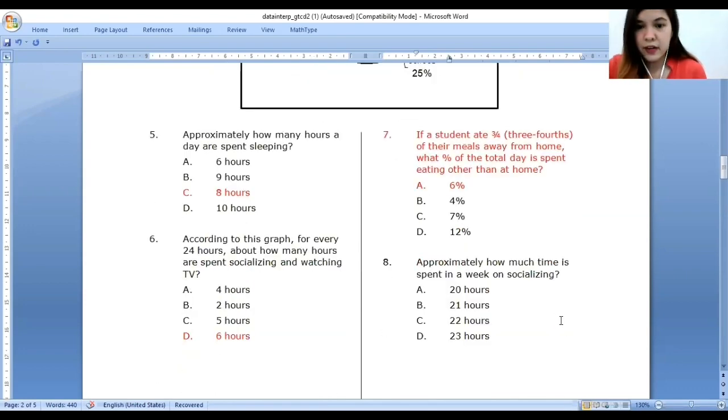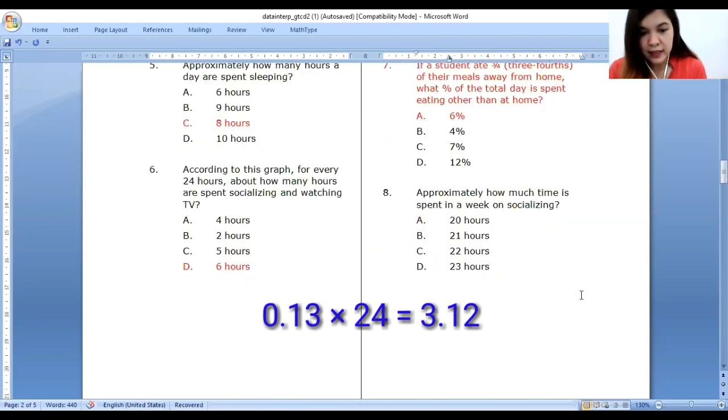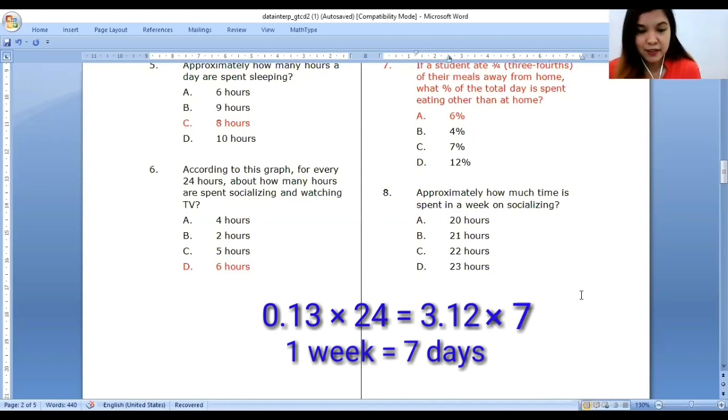So, i-multiply natin siya to 24 hours in a day. So, 0.13 times 24. So, 3.12 nakalagay. Tapos, di ba, in 1 week, 7 days. So, i-multiply mo siya sa 7. Diretso ha, wala ka i-round up muna.